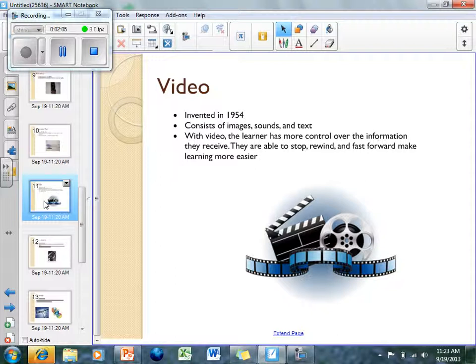Videos were invented in 1954, and they consisted of images, sound, and text. And with a video, the learner had more control over the information they received, where they were able to stop, rewind, and fast forward, making learning easier.